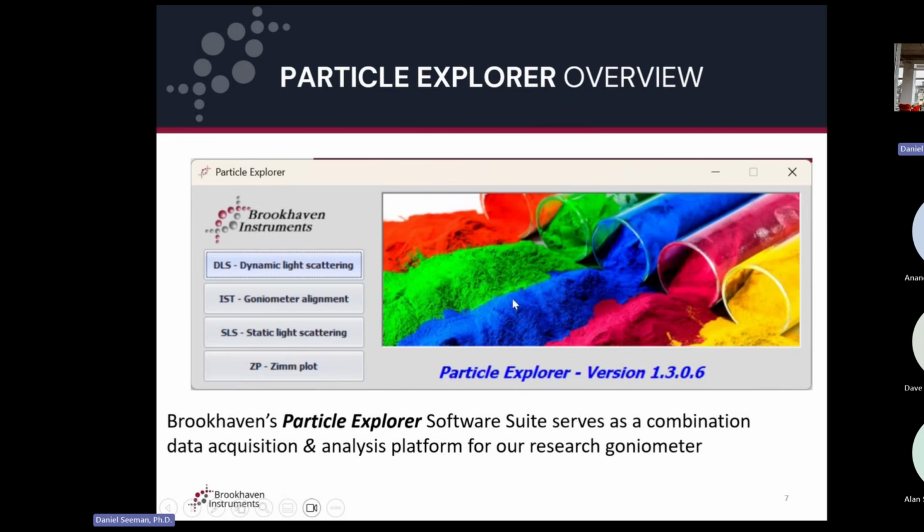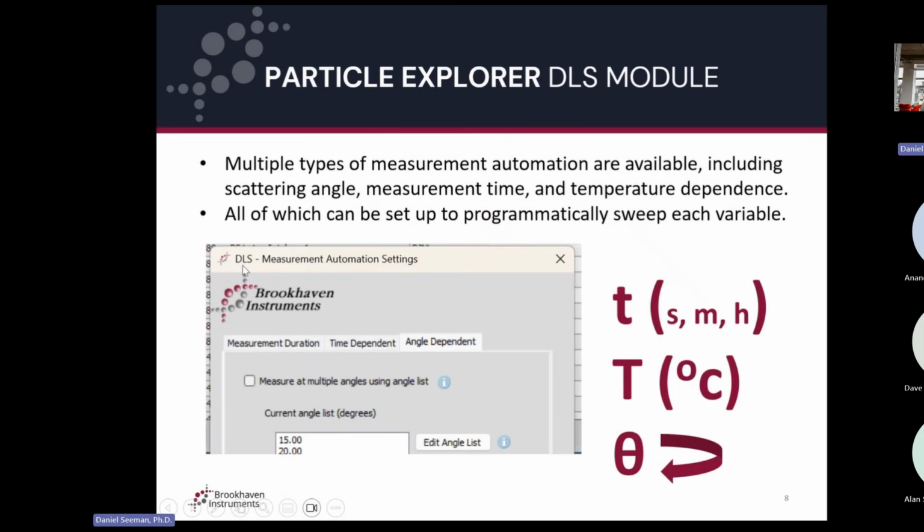So a little bit about the software we use to collect this. We have a software suite called Particle Explorer, which contains dynamic and static light scattering functionality. Today, we're just going to talk about DLS. This is basically a combination of data acquisition software and data analysis software. Our DLS module allows you to automate a number of different variables. The most common forms of automation will include angle dependence, temperature dependence, and time dependence. You can program these all systematically, and you can loop over a number of different control variables.